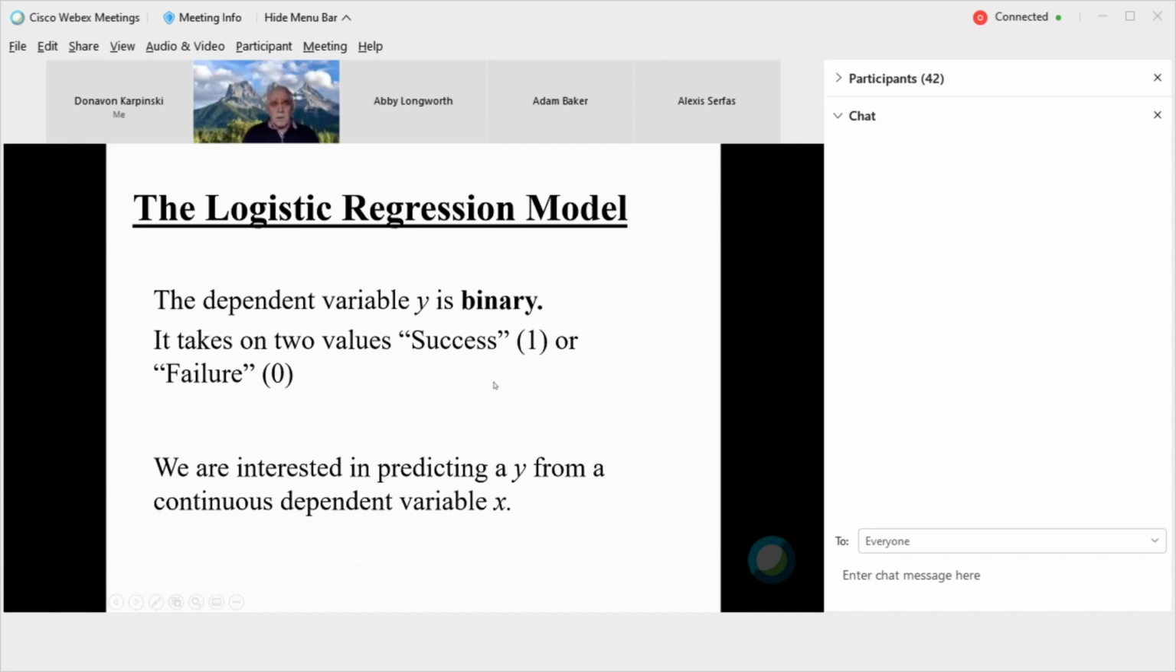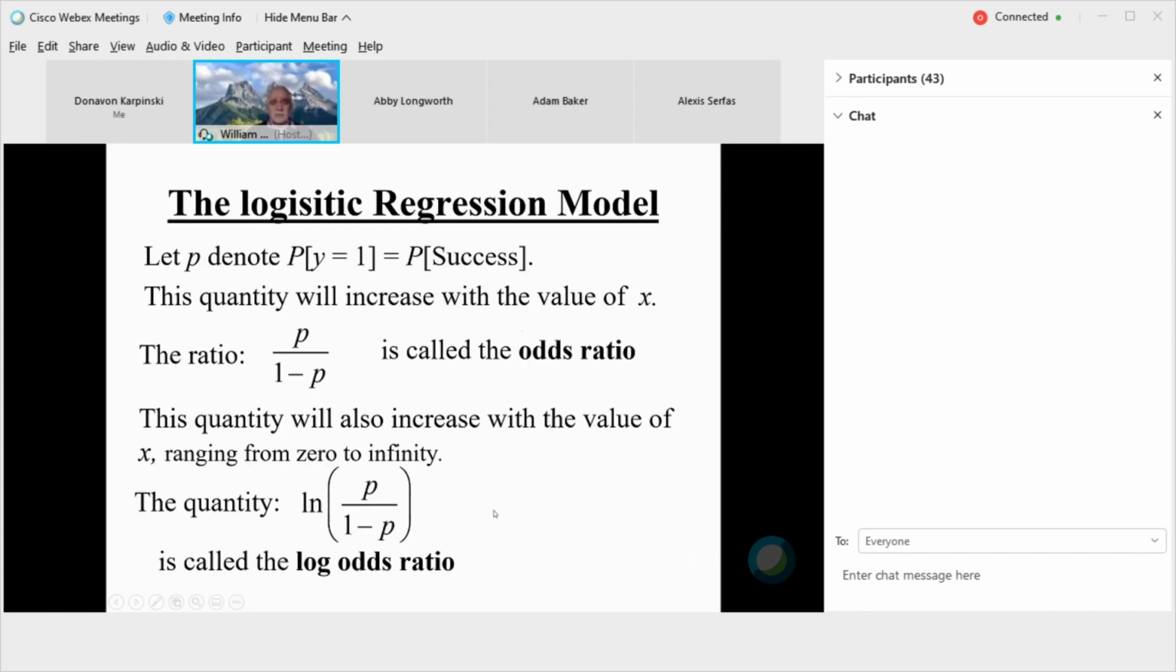So in logistic regression, you have a binary dependent variable, a dependent variable that just takes on two values, 1 or 0, 1 for success, 0 for failure. And we're interested in predicting y from the value of x. Mainly, we're interested in computing the probability of y equals 1 for different values of x. The logistic regression model models linearly the log odds ratio as it's related to x.